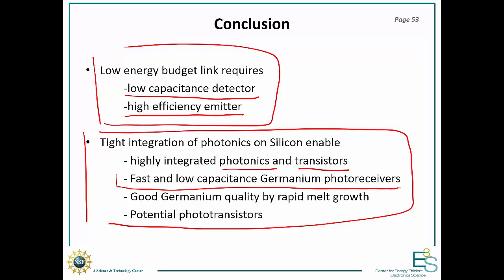Hopefully fast and low capacitance germanium photoreceivers. So we've built some PIN diodes in the center, which are quite fast and have on the order of femtofarad capacitances, so that's pretty good. As I mentioned, good germanium quality enabled by the rapid melt growth method. And we're looking into potential phototransistors, and we're starting to build bipolar junction transistors all integrated into waveguides and built in germanium grown with this rapid melt growth method.